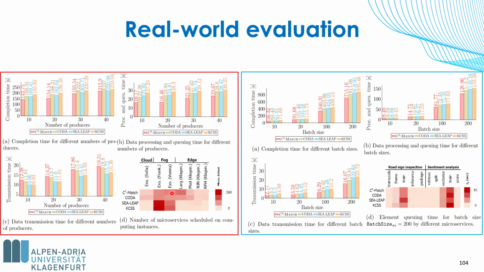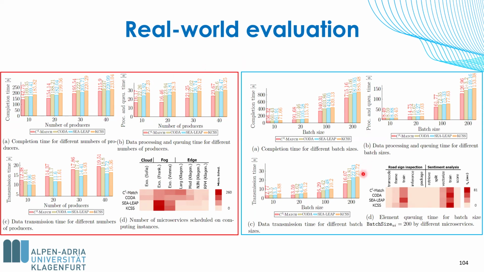The evaluation shows that the completion time of the application based upon the decision making of C3 match is improved, but the transmission time is not that much improved because of the distribution of the microservices over the whole continuum. That is the main strategy of C3 match in comparison to the other methods like CLIP or KCSS, which mainly collocate the application over, for example, the fog devices. Though we have not improved transmission time, overall the completion time of the application was improved.